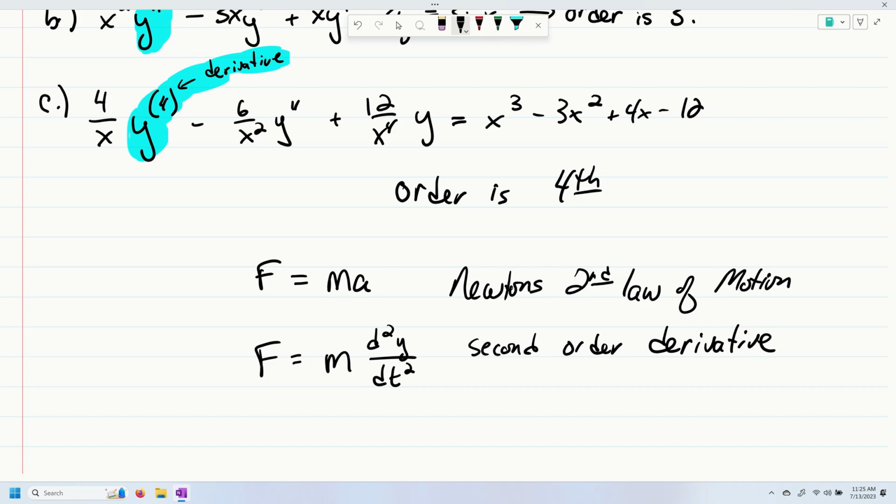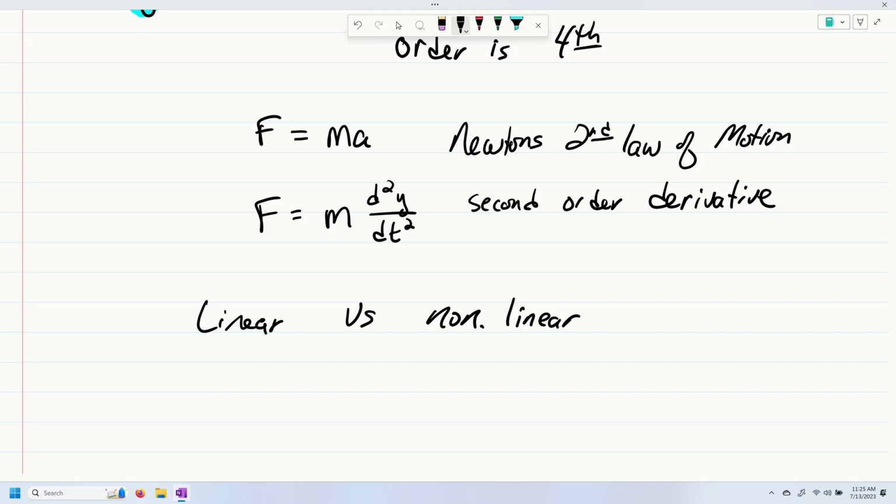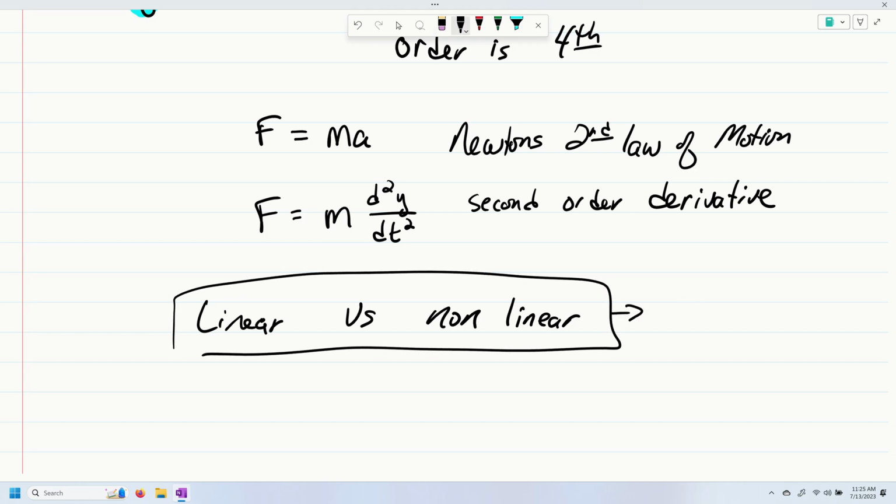And like I said, we have other ways, like we have linear and nonlinear. You will learn the differences between linear and nonlinear in the actual class called differential equations. For now, we are just going to focus strictly on first order and how to solve them and stuff like that.